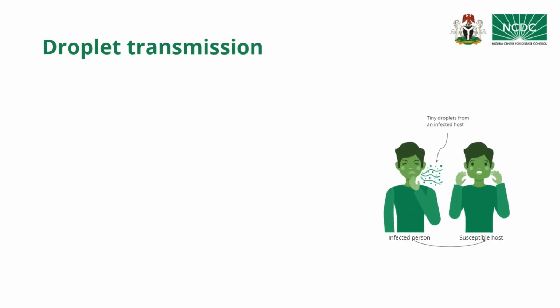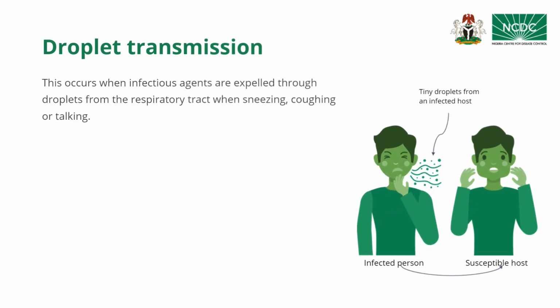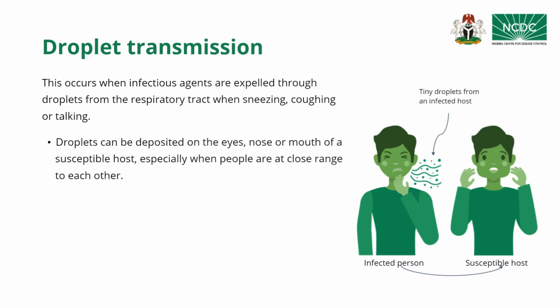Droplet transmission occurs when infectious agents are expelled from the respiratory tract through droplets produced by sneezing, coughing, or talking. These droplets are sprayed a few feet in the air and then fall on the ground. Droplets usually contain infectious agents which can be deposited on the eyes, nose, or mouth of a susceptible host, especially when people are at close range to each other.